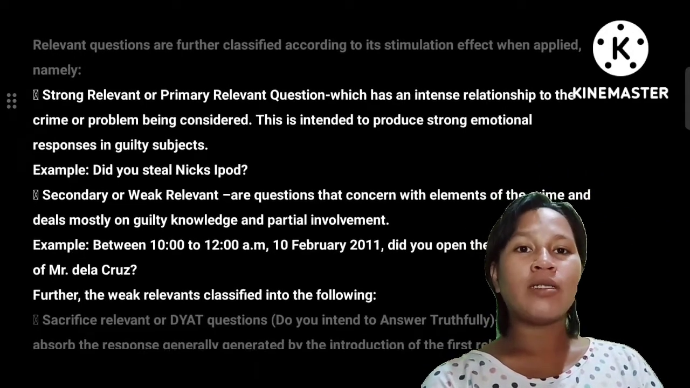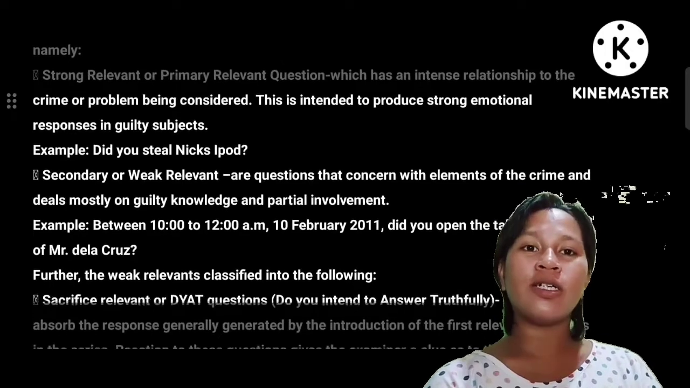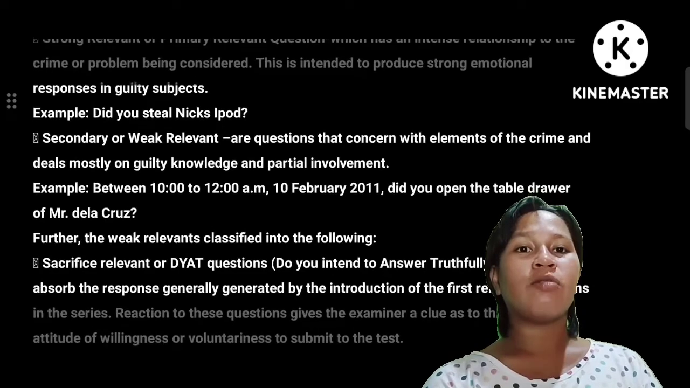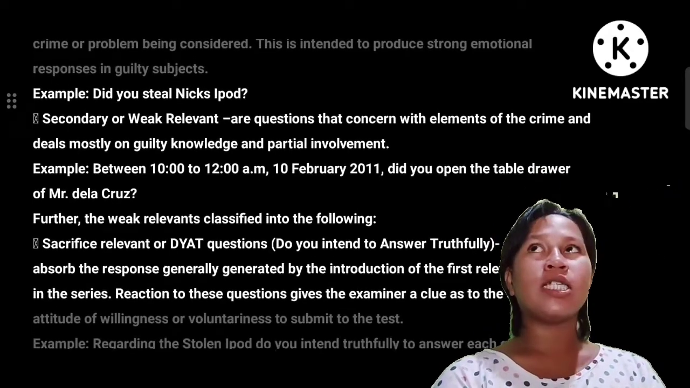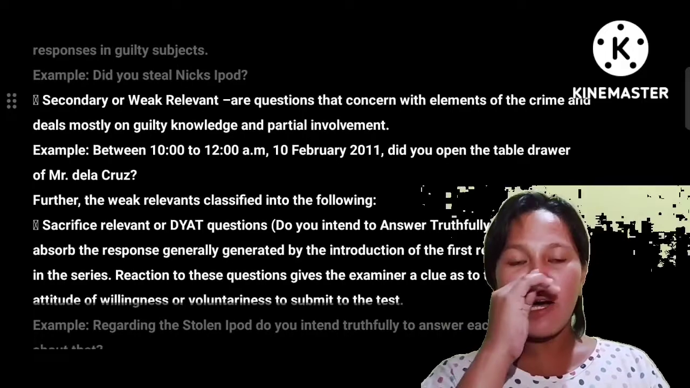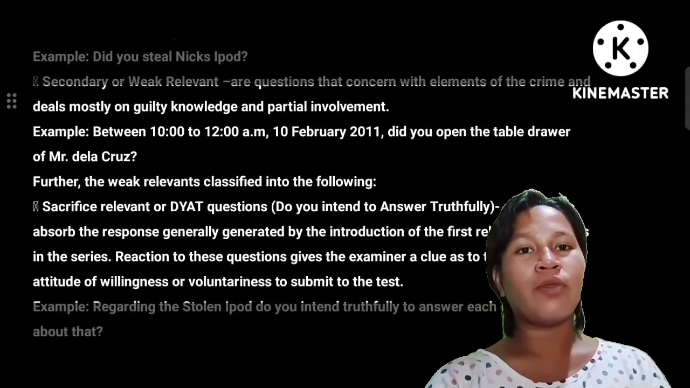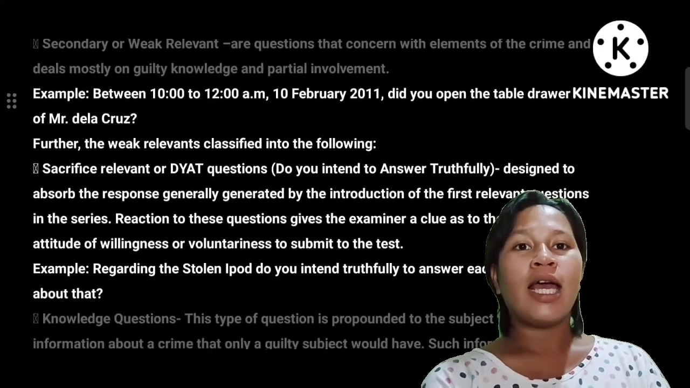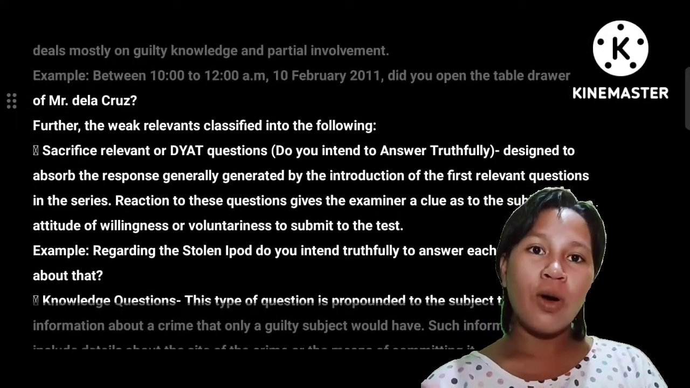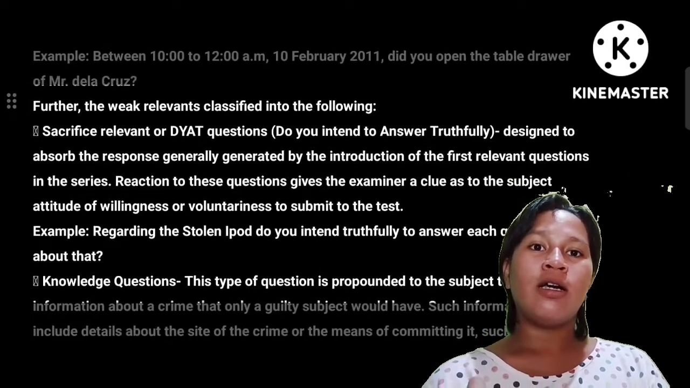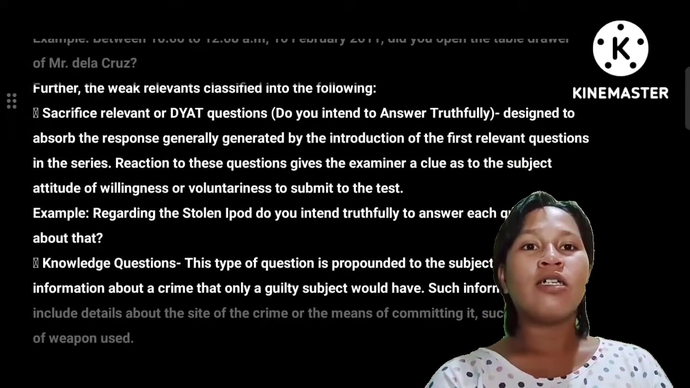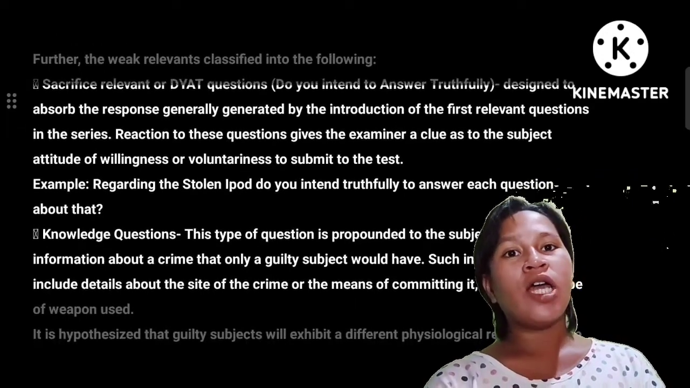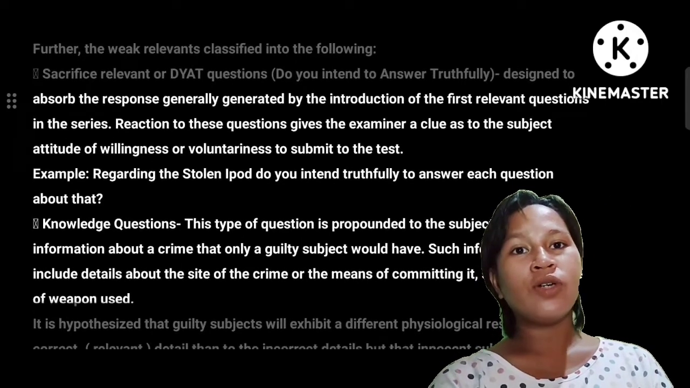While the secondary or weak relevant are questions that concern elements of the crime and deal mostly with guilty knowledge and partial involvement. For example, on December 25, 2022, between 11 and 1 a.m., did you go to the house of Mr. Rayonda? Further, the weak relevant are classified into the following: sacrifice relevant questions, or do you intend to answer truthfully?